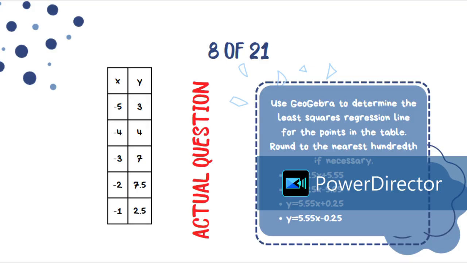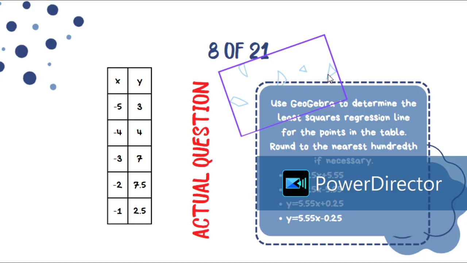Okay, use GeoGebra to determine the least squares regression line for the points in the table. Round to the nearest hundredth if necessary. I'm not going to answer this for you, but how you do this is you go to GeoGebra. You'll use the table function, and you'll enter all these points into the table function.